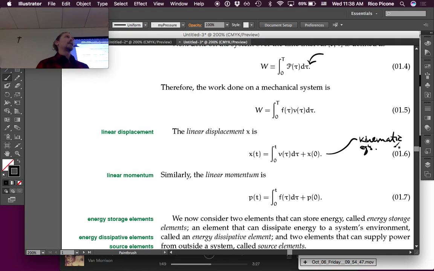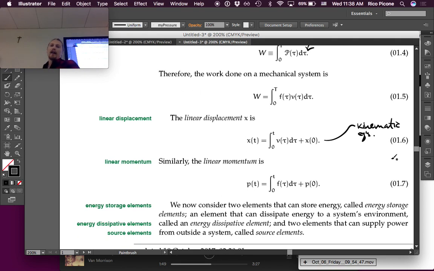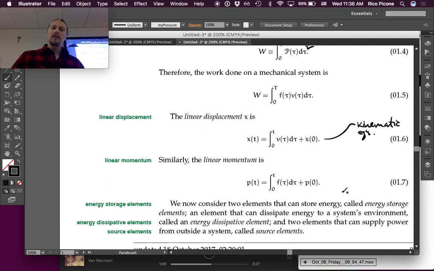From dynamics, right? Physics. Okay. Similarly, the linear momentum is the integral of the force plus an initial linear momentum. Maybe a little bit less familiar, but good to keep in mind.